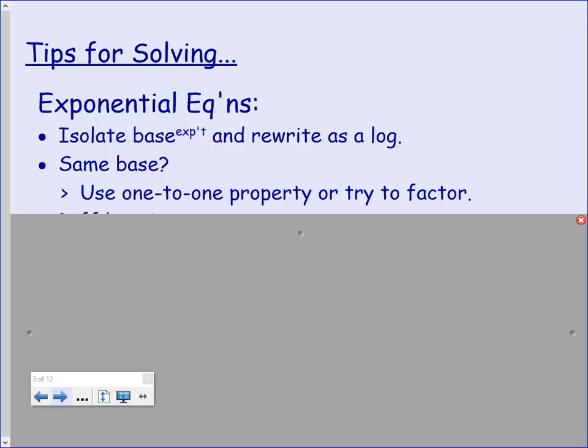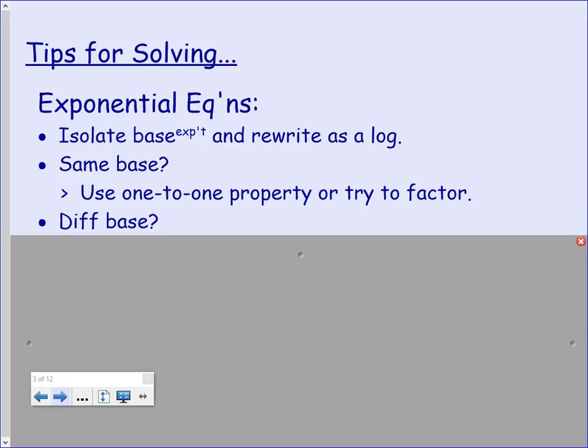There are some other problems where maybe you have the same base and multiple bases raised to exponents, but there's another term that's being added or subtracted, and so you might not be able to use one-to-one, but you could try to factor it. We're going to look at an example in our notes today where we have to factor something. Definitely the one-to-one property you saw last year in Algebra 2.